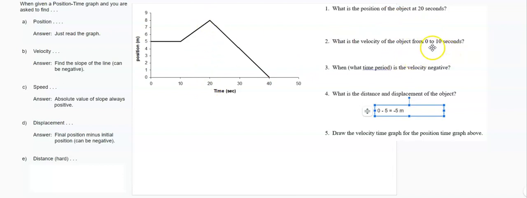What is the velocity from 0 to 10 seconds? The slope of that line would be 0. What time period is the velocity negative? Well, that would be where the slope's negative, so it's between 20 and 40 seconds.